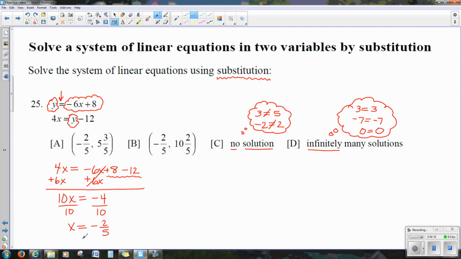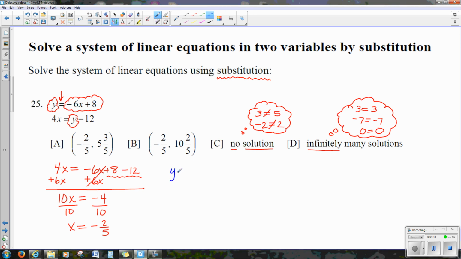All right, so back to this problem. We know it's either A or B, but we have to figure out what the y value would be when x equals negative 2/5. So now we're going to take that x value of negative 2/5 and plug it back into the equation, and then we can figure out what y equals. We really could use either equation. I'm going to go ahead and use the first one. It doesn't matter which one you use.